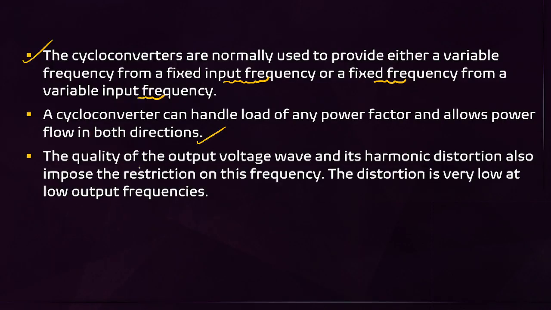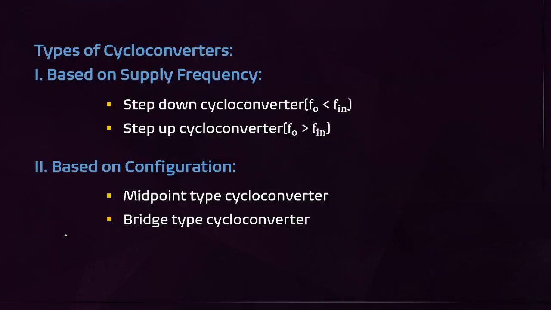This is important. The quality of the output voltage wave and its harmonic distortion also impose a restriction on the frequency. This distortion is very low at low output frequency. Cycloconverters are more favorable for low frequency. For low output frequency, the distortion is very less. For example, if in the options they give different frequencies and ask for which frequency it is more favorable, then your answer is low frequency, because distortion is less.